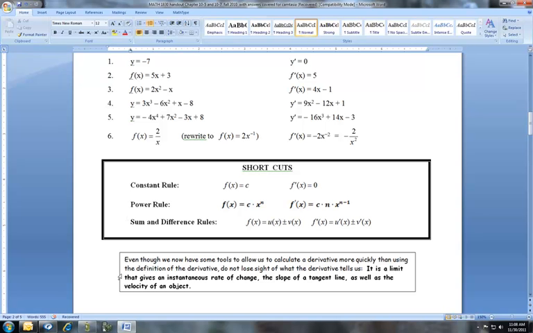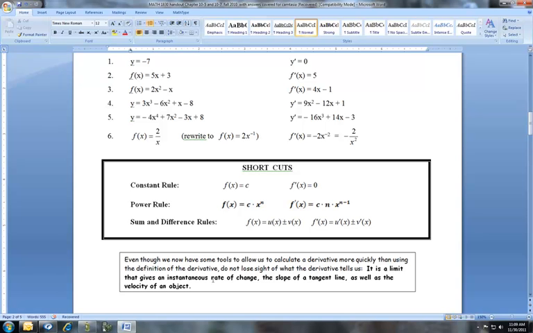Even though we now have some tools to allow us to calculate a derivative more quickly than using the definition of the derivative, don't lose sight of what the derivative tells us. It's a limit. It gives an instantaneous rate of change. It also tells us the slope of a tangent line, as well as the velocity of an object.